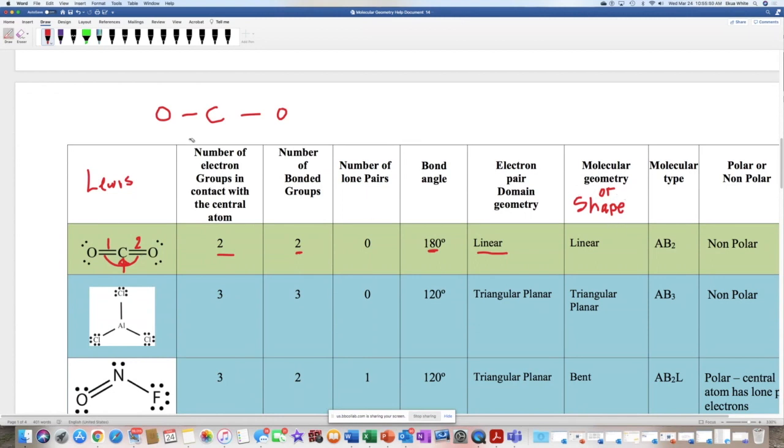So when you have 2 groups around the central atom, the groups will rearrange themselves so that they're 180 degrees away from each other, as far away as possible, and you will have a linear geometry. If you need the molecular type, it will be AB2. Remember, the A stands for the central atom, B the surrounding atoms. We have no lone pair on the central atom, so this would be AB2.